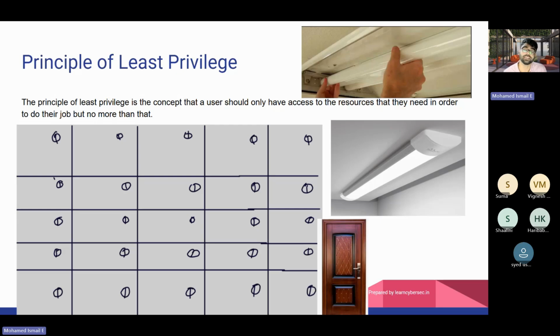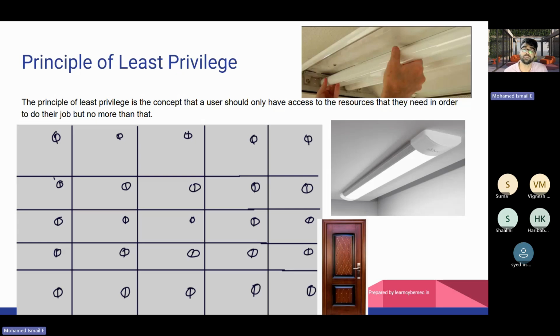If you understand this example, the only limited privilege needed for the electrician is the locker room access to replace the tube light. But instead, he was granted more permission to access individual lockers. This is called overprivilege.